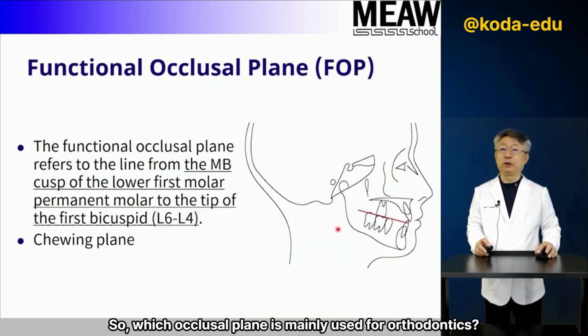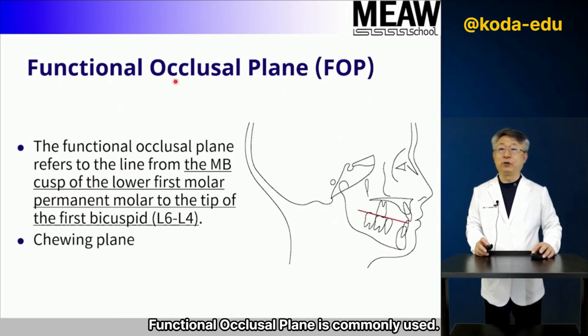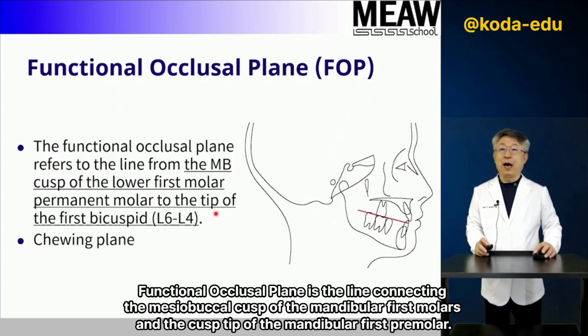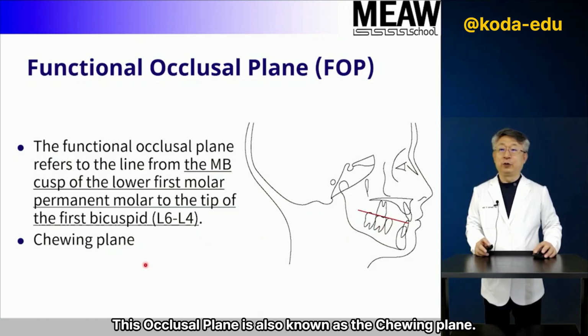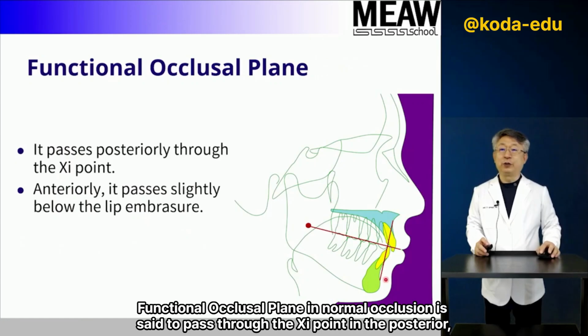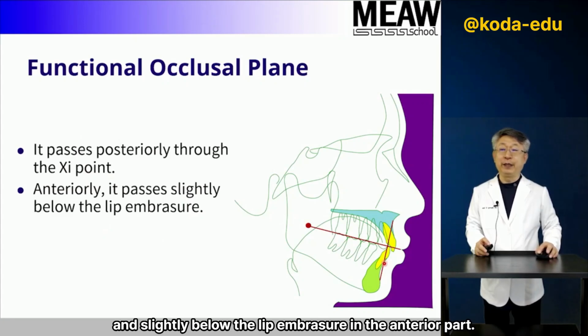So, which occlusal plane is mainly used for orthodontics? The functional occlusal plane is commonly used. The functional occlusal plane is the line connecting the mesiobuccal cusp of the mandibular first molar and the cusp tip of the mandibular first premolar. This occlusal plane is also known as the chewing plane. The functional occlusal plane in normal occlusion is said to pass through the C point in the posterior and slightly below the lip embouchure in the anterior part.